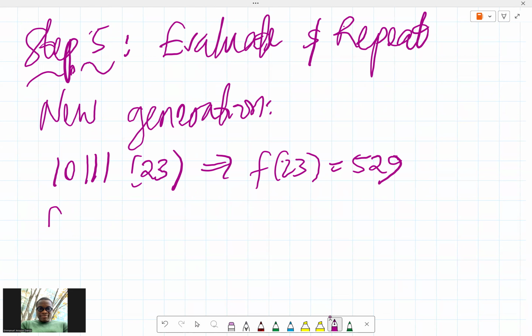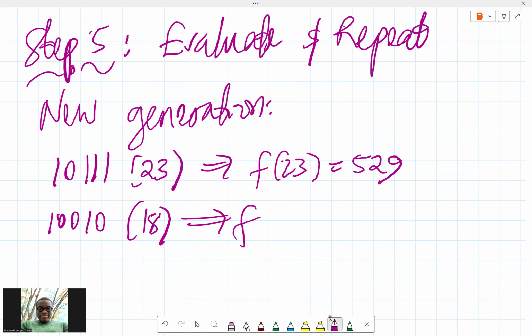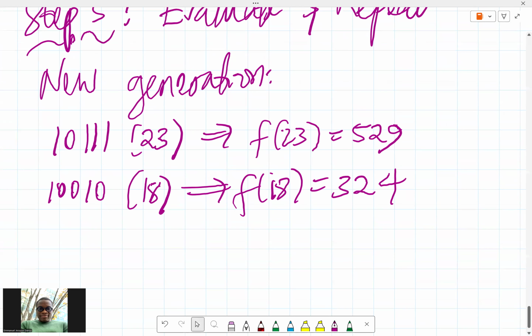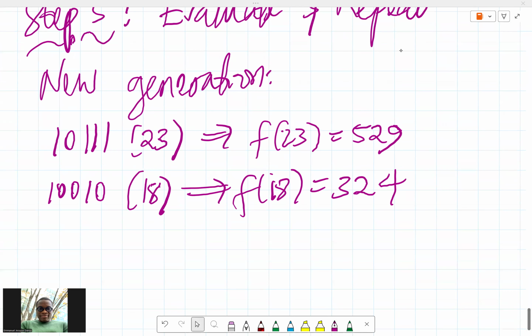Then we also have another one. We have a kind of mutation happening, crossover and then mutation. So 10010, which gives 18, such that f of 18 is equal to 324. So that's like a process already, but then we keep doing things like this until we get a convergence. But at this point, I want to go and finish things up with Python.